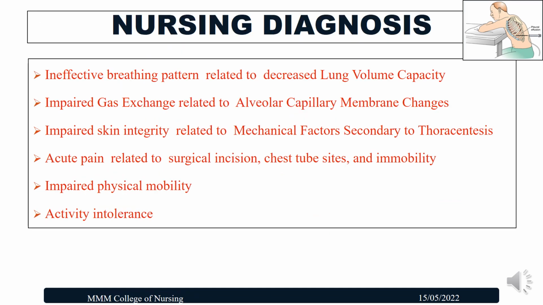What are some of the nursing diagnoses we can formulate for patients undergoing thoracentesis? Ineffective breathing pattern related to decreased lung volume capacity, impaired gas exchange related to alveolar capillary membrane changes, impaired skin integrity related to mechanical factors secondary to thoracentesis, acute pain related to surgical incision, chest tube sites and immobility, impaired physical mobility, and activity intolerance. These are the common nursing diagnoses that can be formulated for a patient undergoing thoracentesis.